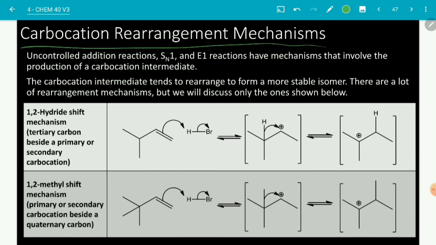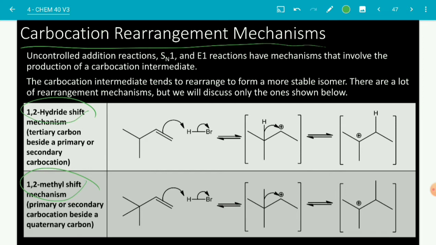So, sinasabi lang nito na merong opportunity na mag-change yung iyong carbocation para mag-form siya ng mas stable na carbocation. Okay? So, meron tayong dalawang klase ng shift. Yung hydride, tsaka methyl. Marami pang klase ng shift. Meron pang phenyl shift, etc. So, i-discuss ko lang tong dalawang to.